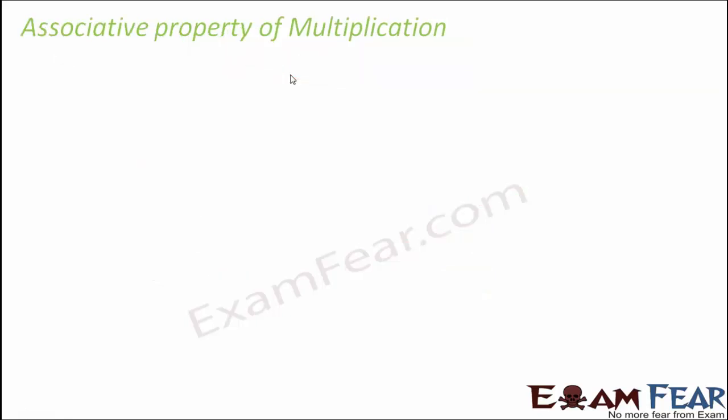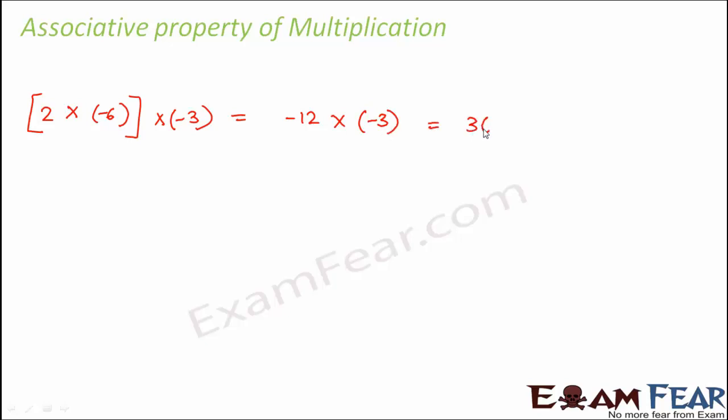Let's now talk about the third property, that is associative property. So this property also talks about the order of integers. Now let's say that you have three integers. So let us take examples. 2, minus 6 and minus 3. Let's say these are the three integers that you have. So as per this property, if you multiply the first two integers first and then multiply the product with the third integer, so how much do you get? You get minus 12 into minus 3, which is equal to 36.